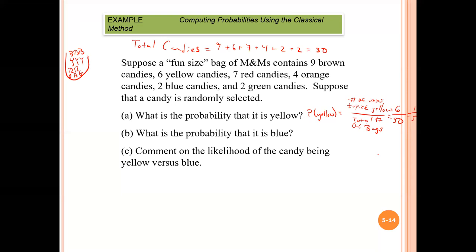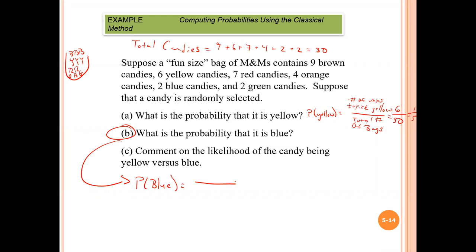All right, so maybe on your own, just real quick, don't write it in the chat yet. What's the probability you reach in there and you get a blue one? I'm gonna pause for a sip of Coke and then I'll come back.